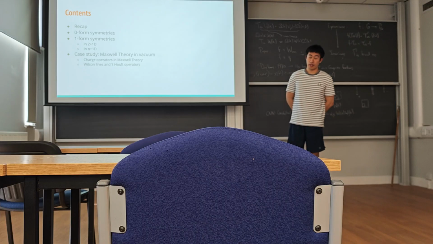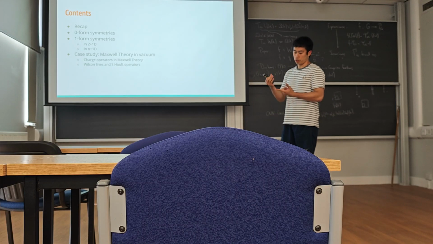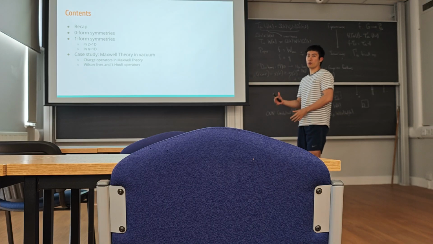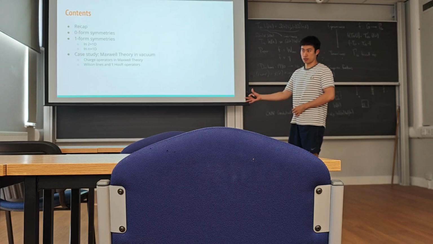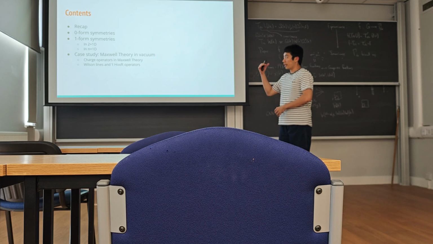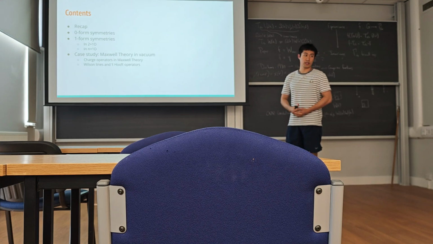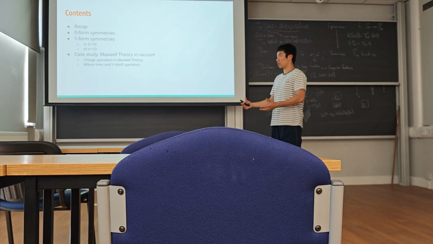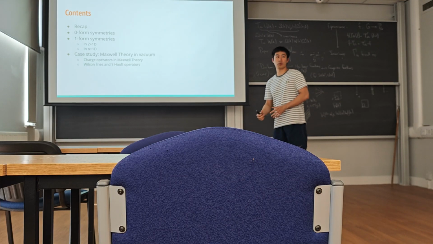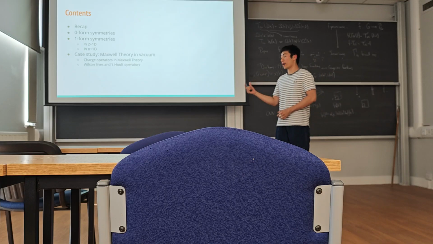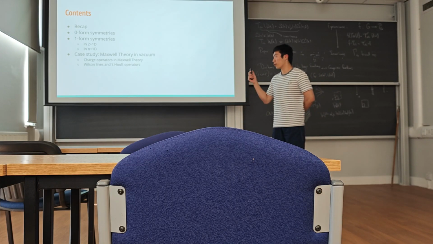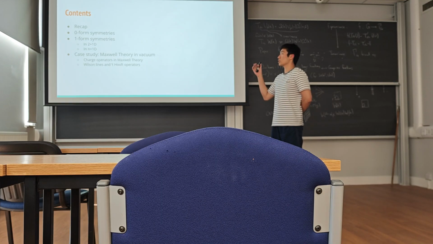So this is what I'll be covering today. First, we'll go through a recap, including Noether's theorem, quantum field theory, as well as differential geometry. And then we'll embark on zero-form symmetries. Next, we will generalize to one-form symmetries. We'll talk about them in 2 plus 1 dimensions, and then generalize further to n plus 1 dimensions. And finally, we'll do one case study of Maxwell theory in vacuum. This will include discussions on charge operators in Maxwell theory, as well as Wilson line and 't Hooft operators.